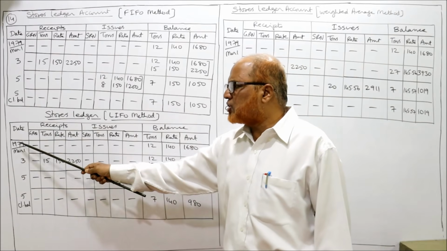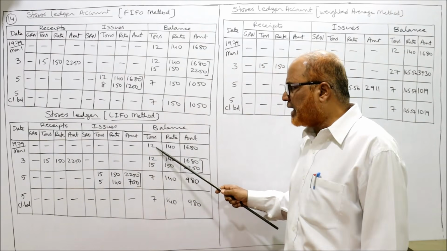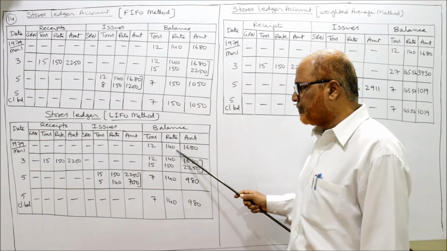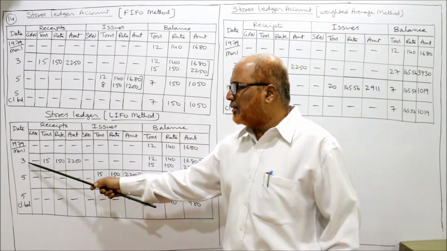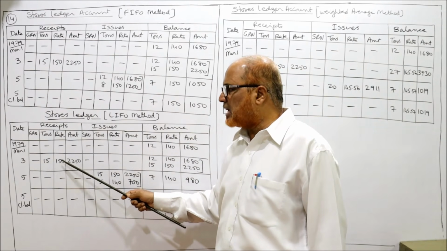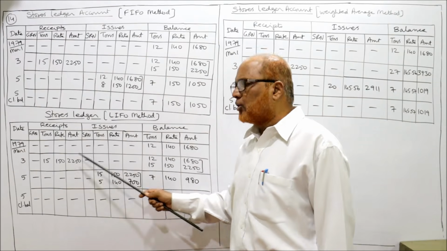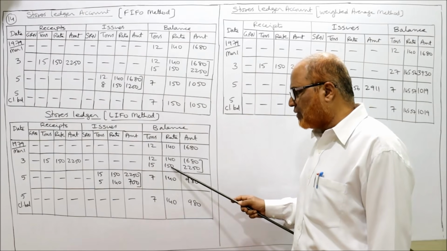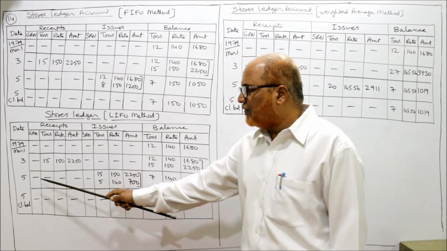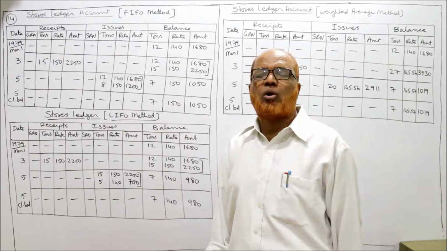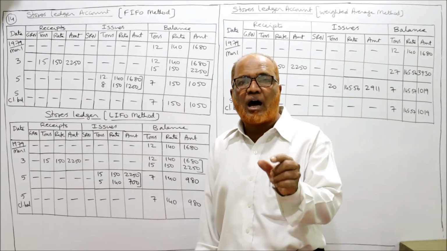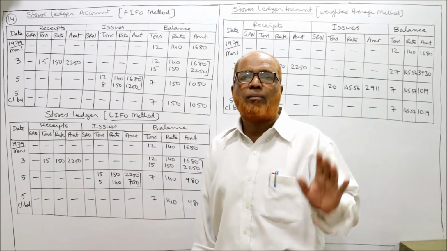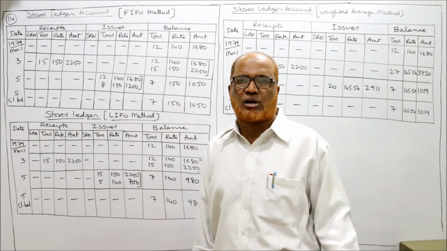Now 1st March 1979, opening balance 12 tons, 140 rupees. 3rd March, there is a purchase of 15 tons at 150 rupees, 2250. So keep it separate: 12 tons, 140, 1680; 15 tons, 150, 2250. Now on 5th March, there is an issue of 20 tons, and we are following the LIFO method, last in, first out.